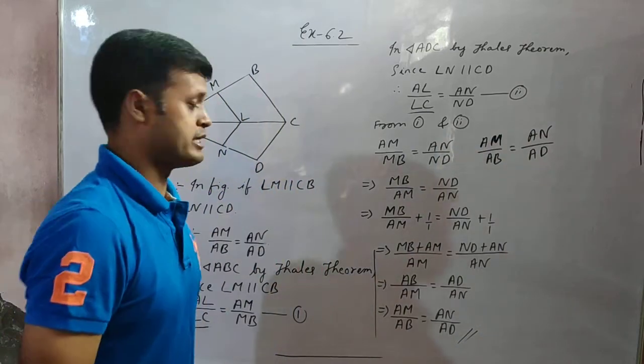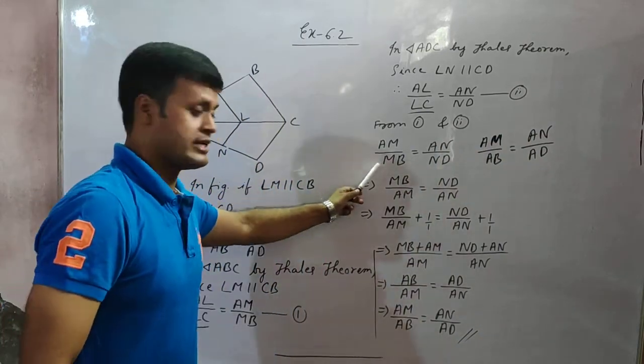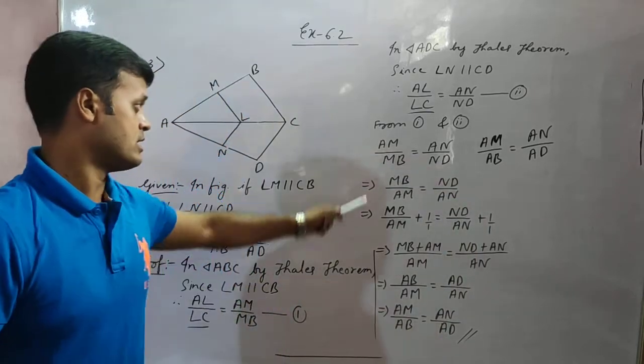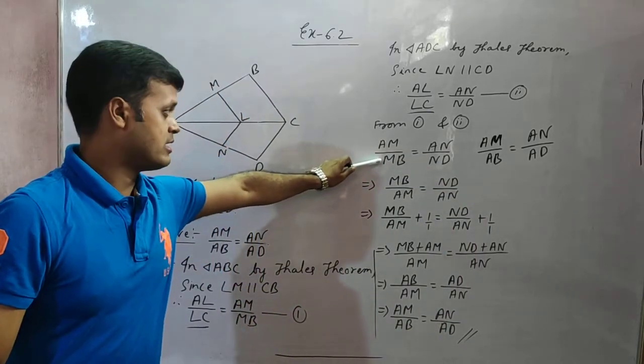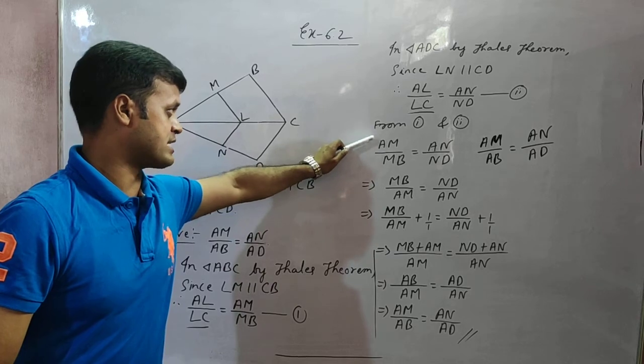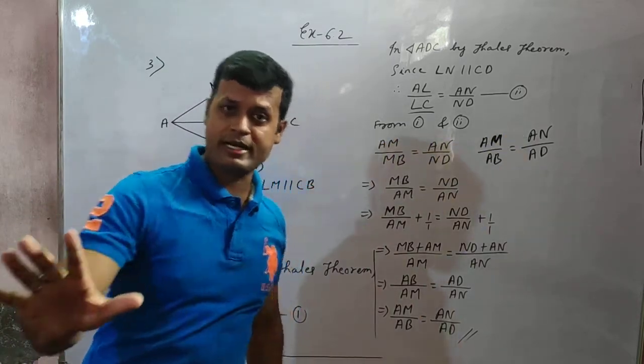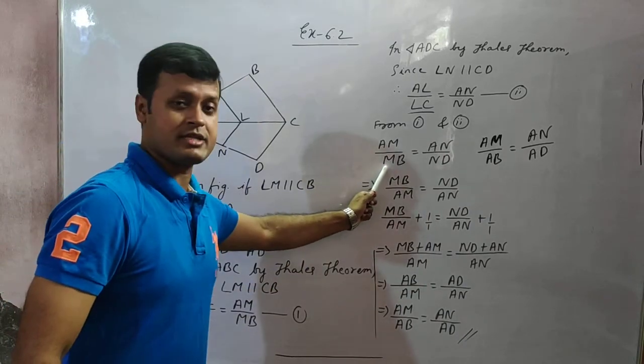Now, which one do we need to change? The denominator we need to change, isn't it? You first have to observe which one you need to change. Here also the denominator. The numerator is same, no? Here also AM, here also AM, here also AN, here also AN. So the numerator is same. So we need to change the denominator.